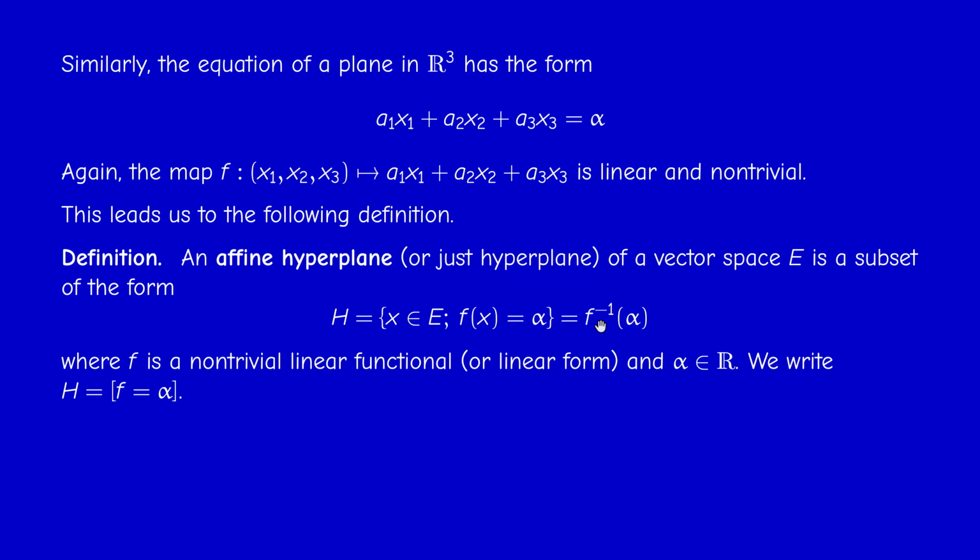Actually, we can write it f⁻¹ of alpha. Here we should write f⁻¹ of the singleton alpha, but for simplicity we can write it this way. Another notation is [f = alpha], between brackets. This specifies what the linear map is and what the constant is. So our starting examples were just particular cases of this general definition.